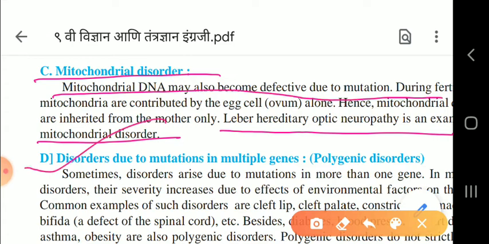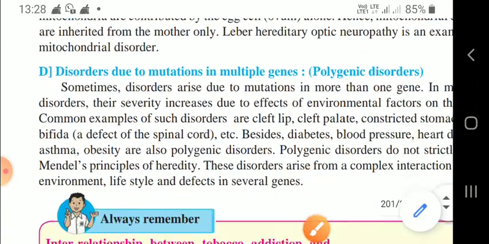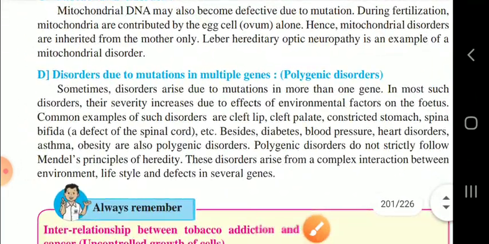Next is the disorder due to mutation in multiple gene or polygenic disorder. Now, sometimes disorder arises due to mutation in more than one gene. In most such disorder, the severity increases due to effect of the environmental factor in fetus. So, this also you have to underline. Now, fetus means child, which is growing in the womb or uterus.